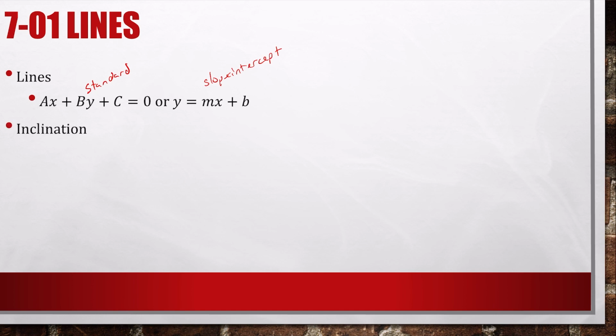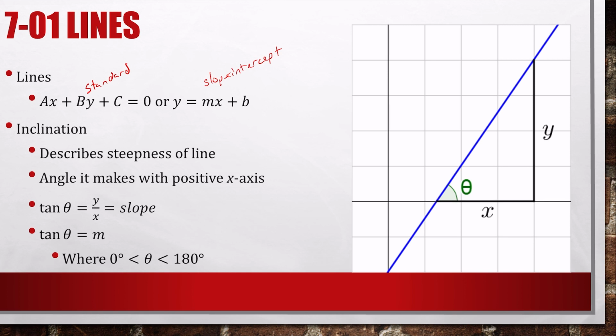Lines can be written in standard form, ax plus by plus c equals 0, or slope-intercept form, y equals mx plus b. The slope in slope-intercept form tells you the rise over the run, how steep the line is. We're also going to talk about how steep the line is with inclination. Inclination describes the steepness of the line, and it is the angle it makes with the positive x-axis.